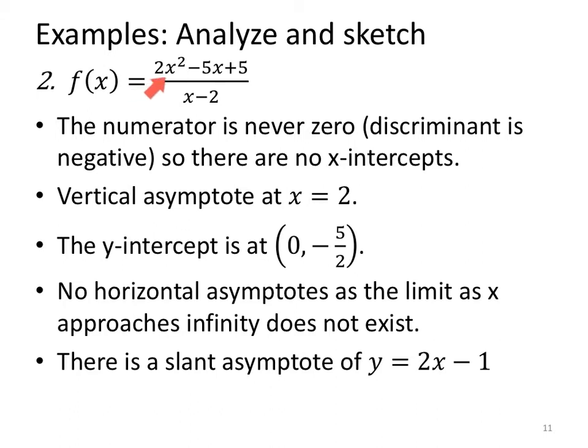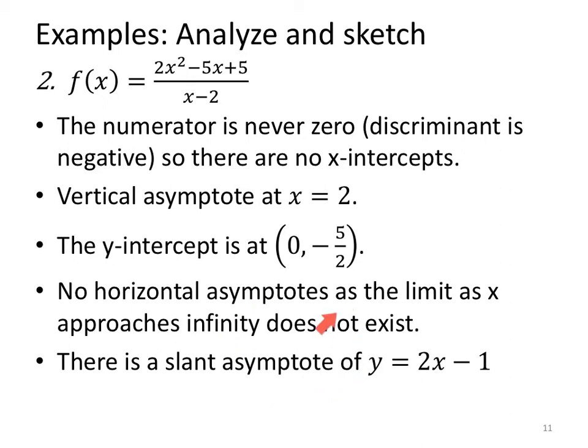If I compare the degrees of the numerator and denominator, I see the numerator has a larger degree, so the limit as x approaches infinity does not exist. And I also notice, using pre-calculus techniques, since the numerator has a degree exactly 1 higher than the degree of the denominator, I could use either synthetic or polynomial division and find a slant asymptote of y equals 2x − 1.